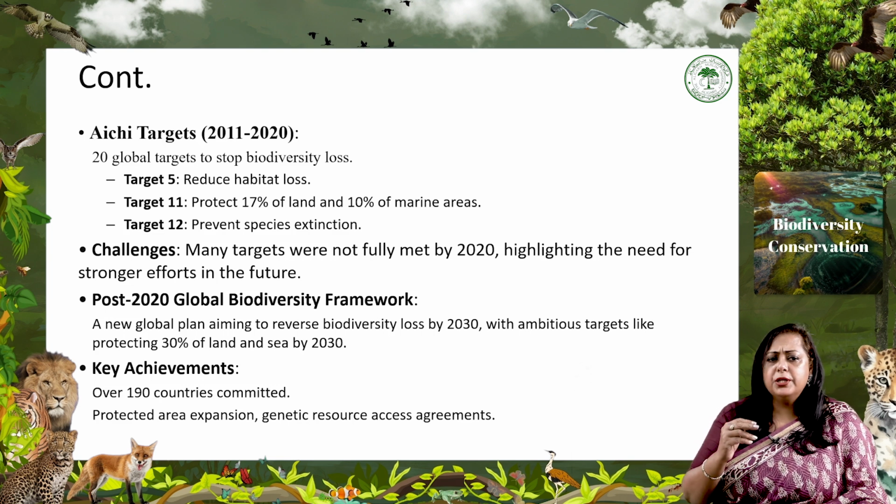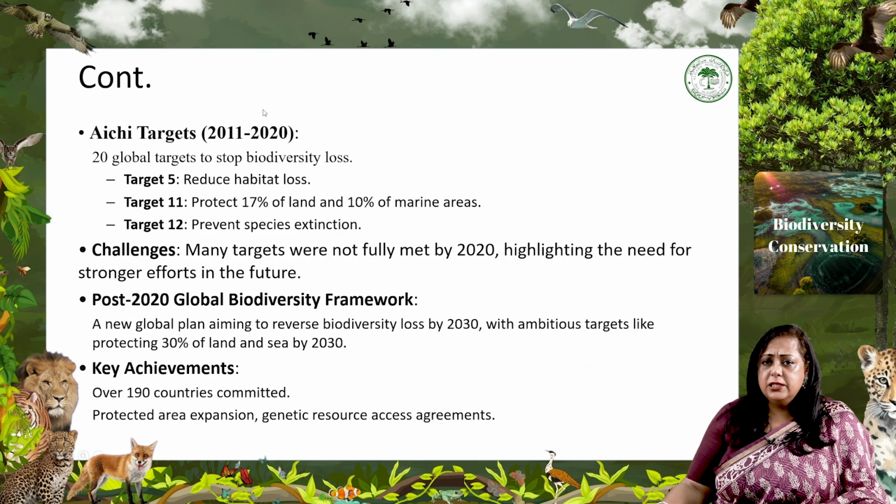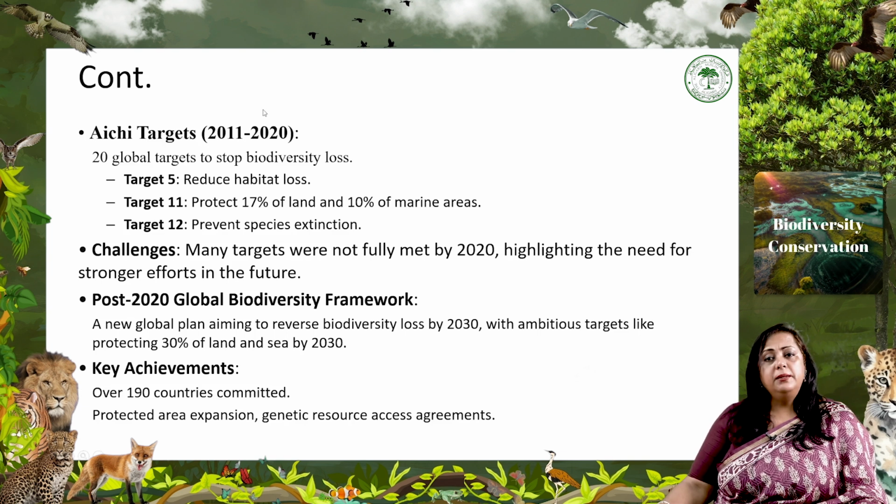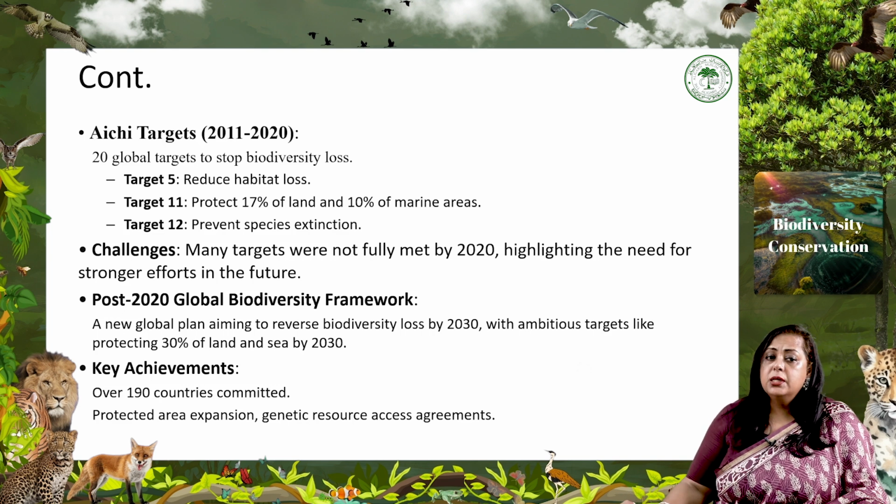So there are 3 important targets under the Aichi targets. Out of 20 Aichi targets, 3 are very important. Target 5, reduce habitat loss. Target 11, protect 17% of land and 10% of marine system. And target 12 is prevent species extinction.